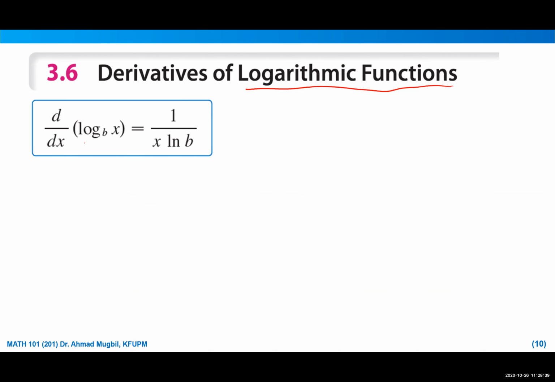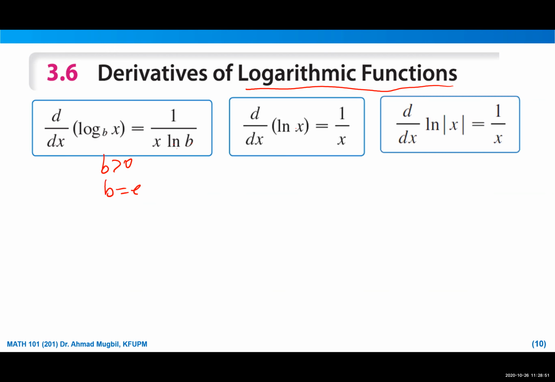So this is the derivative of the logarithm with any base b greater than 0, of course. It is 1 over x ln b. Of course, when b is e, ln e will be 1. And in that case, we will have the derivative of ln of x, 1 over x.